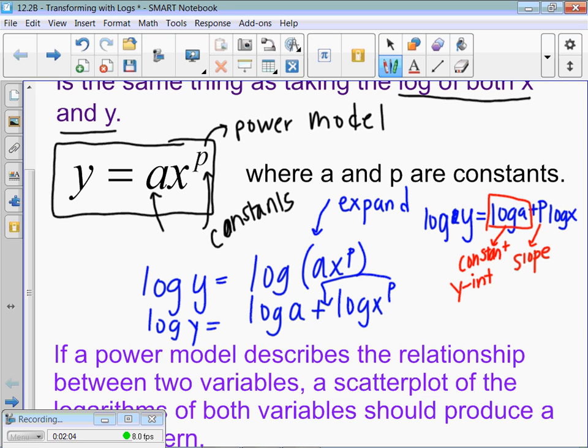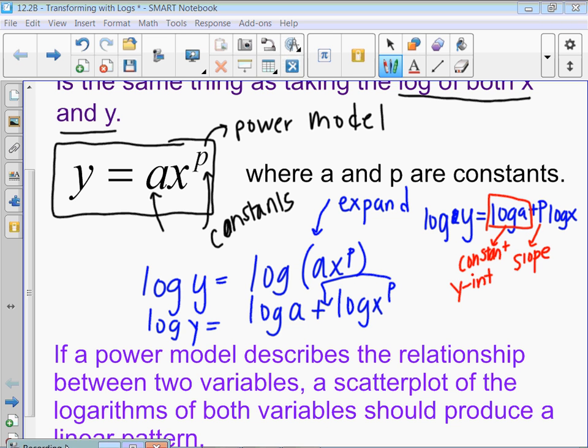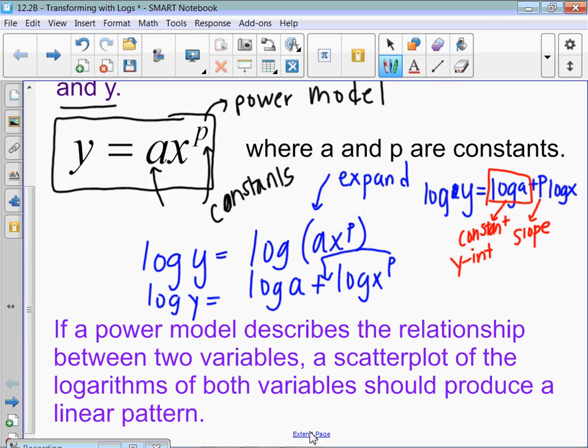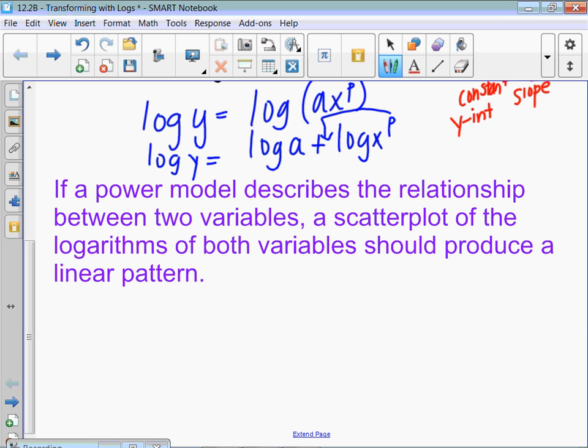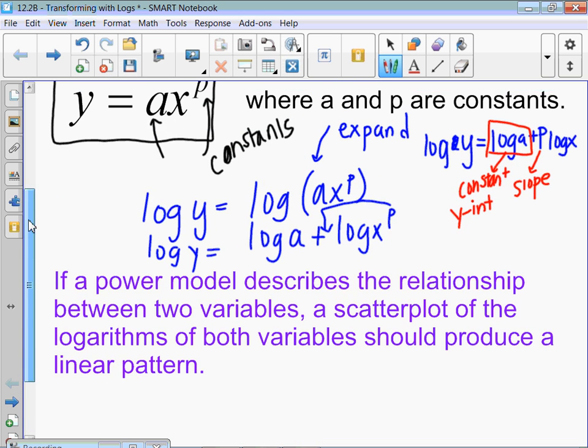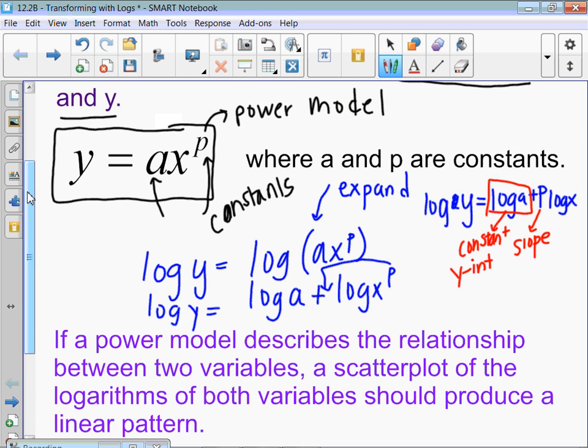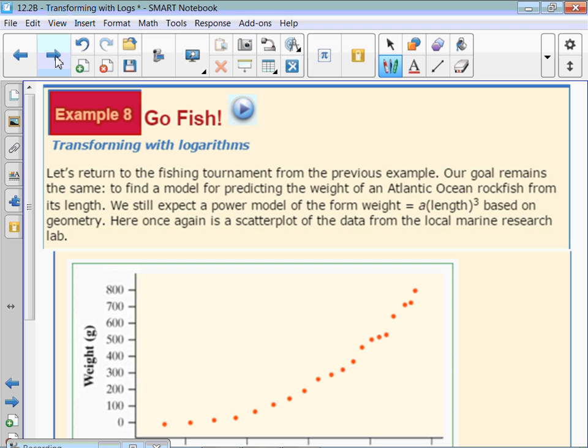All right, and then I have a log in front of x, and I have a log in front of y, my input and my output. And so if a power model describes the relationship between two variables, a scatter plot of the logs of both variables should produce a linear pattern. So we're going to look for a linear pattern after we log both sides, and then you know a power model is a good fit.